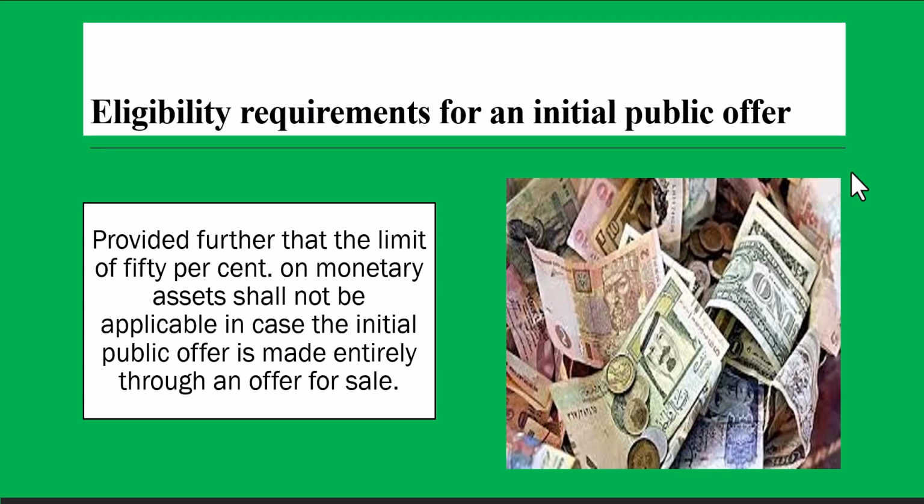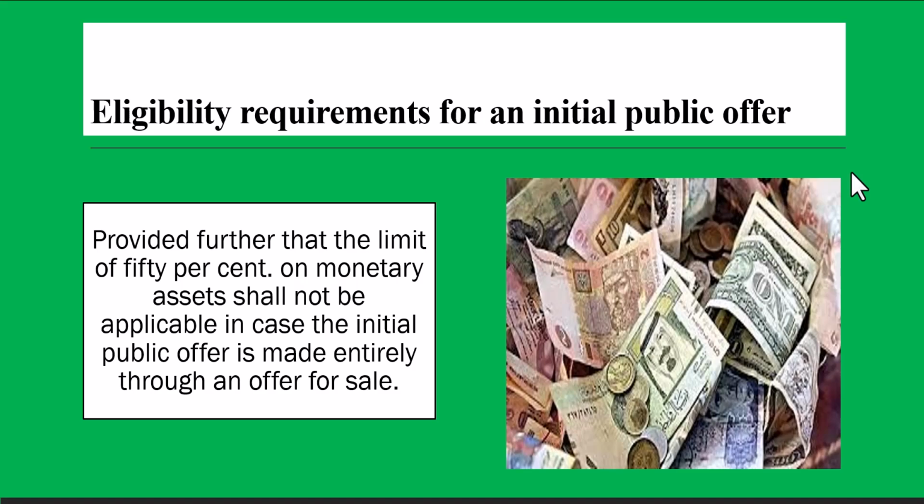So if the IPO is where there is an offer for sale also, of course the company can issue fresh issues of shares, as well as existing shareholders can dilute their holding and sell those shares in the market through an IPO. So this limit of 50% is not applicable if a public offer is made entirely through an offer for sale. For example, like the LIC offer which came, or the IRCTC offer which came in the past. They were all offers for sale where the central government were offering their own shares to the public. So in that case, the 50% monetary asset limit is not applicable.